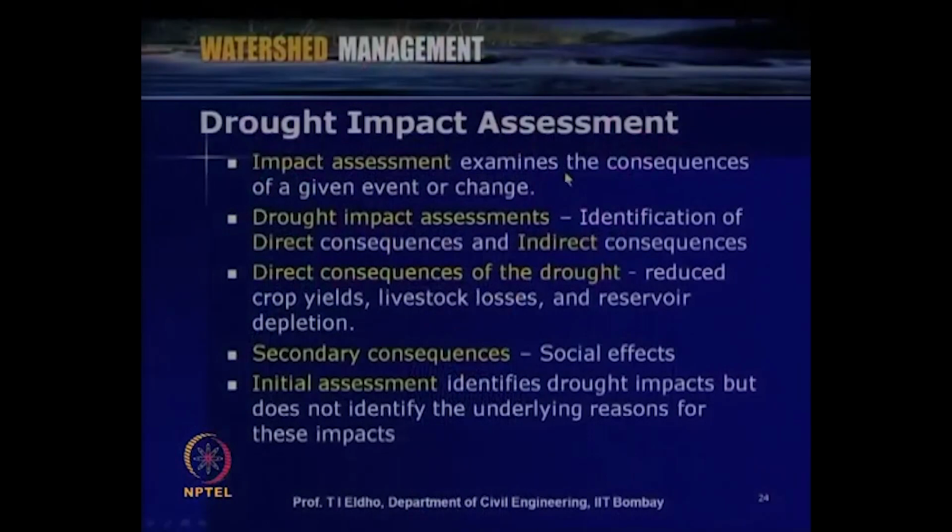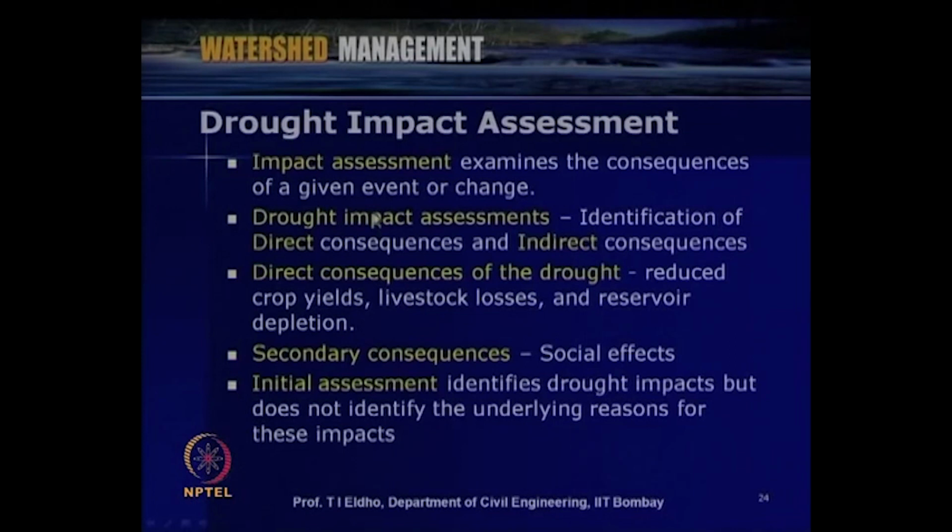Based upon this drought impact assessment only we can generate the vulnerability maps. The impact assessment examines the consequences of a given event or change. Drought impact assessments are useful for identification of direct consequences and indirect consequences. As far as drought is concerned, there are certain direct consequences, like the water availability being reduced, and then agriculture yield being reduced, and then the indirect consequences will be that the total ecological system will be affected. So, the flora and fauna will be affected. Direct consequences of the drought are reduced crop yield, livestock losses and reservoir depletion.